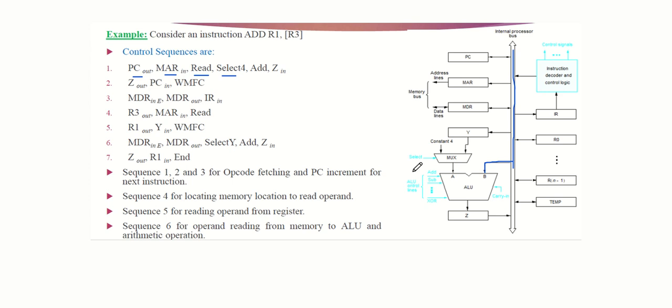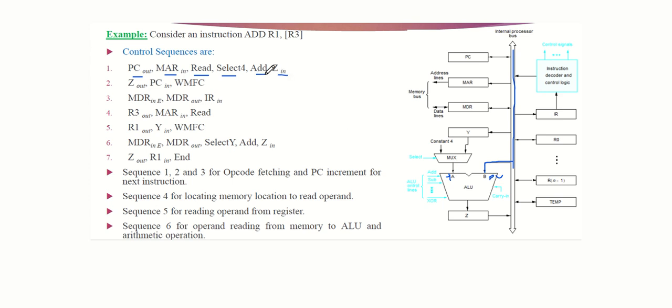So we select 4. Select 4 means that the select signal should choose the constant 4, right? So it means that A here will be 4, right? So we have PC at B and we have 4 at A. Now the result is that we'll get PC plus 4. However, remember the ALU does not store, right? So that we can get the results of this PC plus 4, so that in the next cycle it can be stored back into the program counter. Then we have to activate what, Zin.